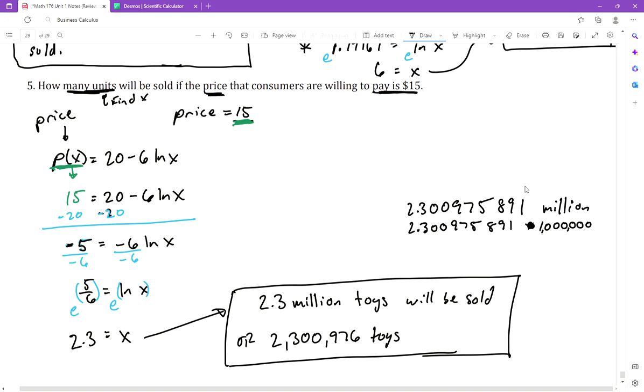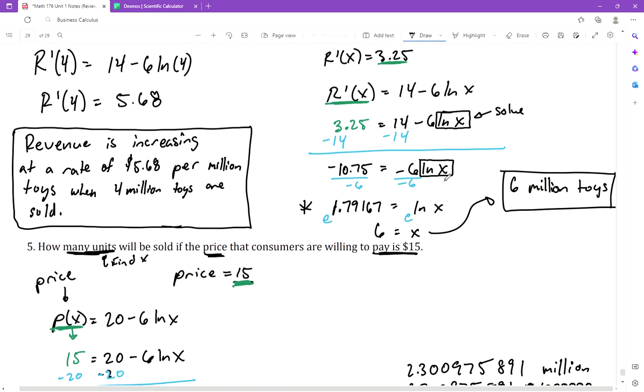So that's our stuff with logs. A little review of some algebra and remembering how to solve for x inside of a log. Get the ln by itself first, ln of x, and then use your exponential function.